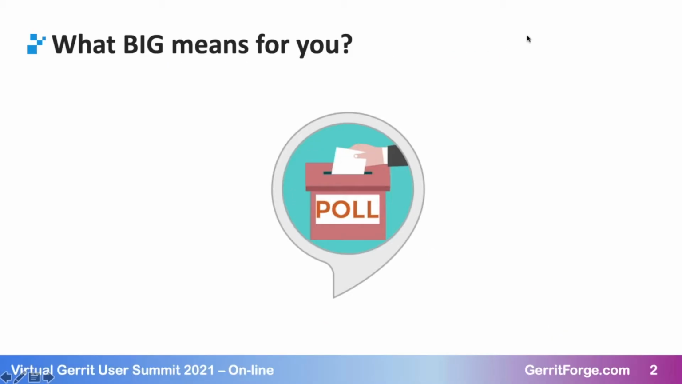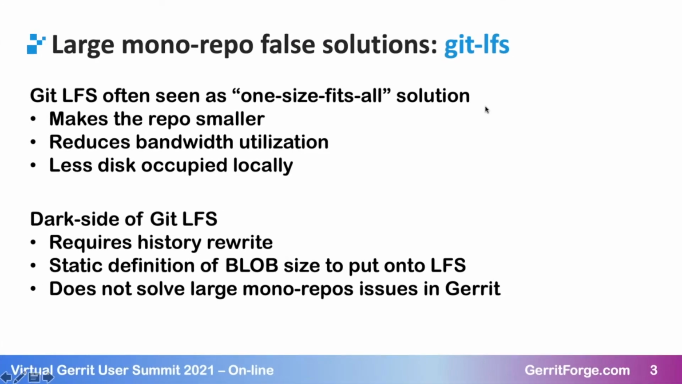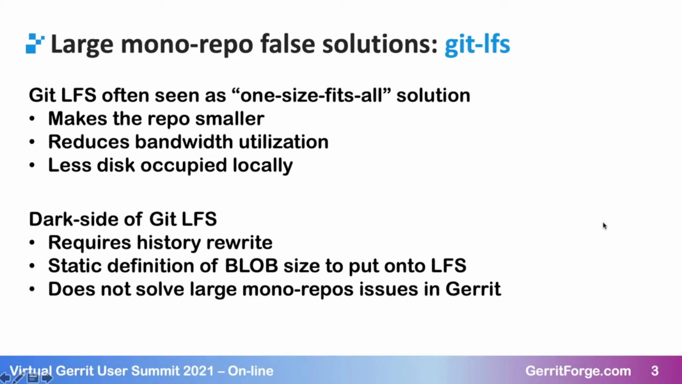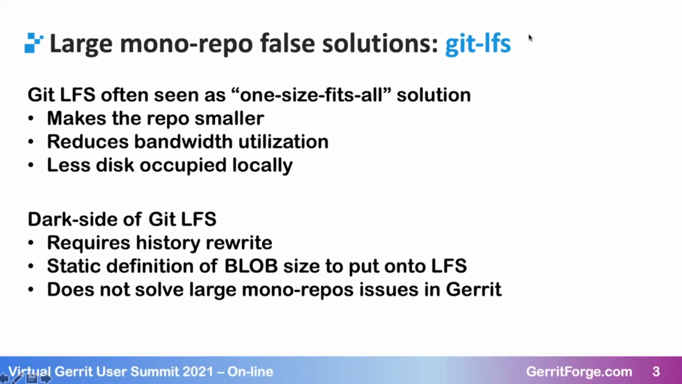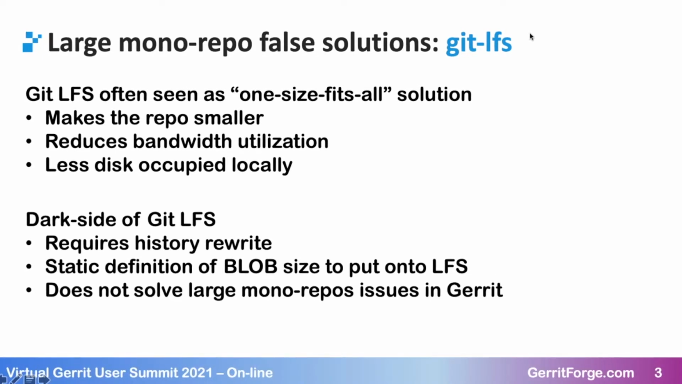But let's have a look at what actually big means for different people. First of all, I wanted to clarify one thing: a lot of people think that large mono-repos are going to be sorted out by just using git-lfs, because they say, okay, large mono-repo means large file, so git-lfs, L stands for large. So they think that by using git-lfs, they will solve all the problems related to large mono-repos.